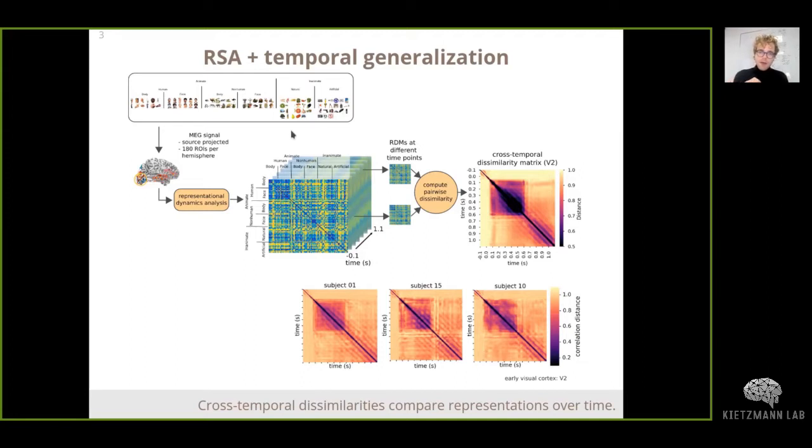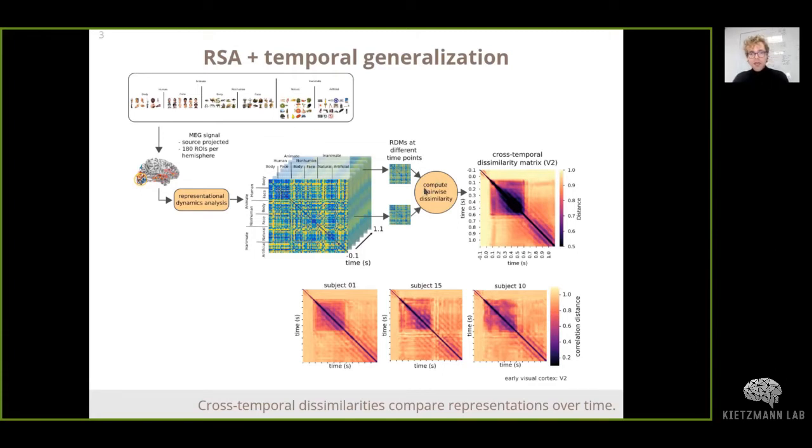For this, we make use of MEG signal that was recorded during an object viewing task and source project this signal into 180 regions of interest per hemisphere. This allows us to compute a full representational dissimilarity matrix for every time point of the stimulus presentation epoch.